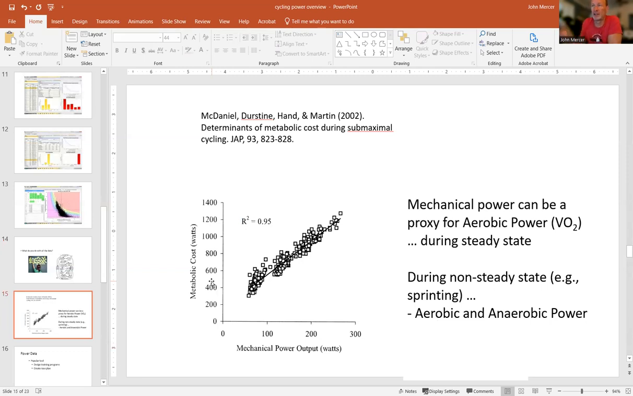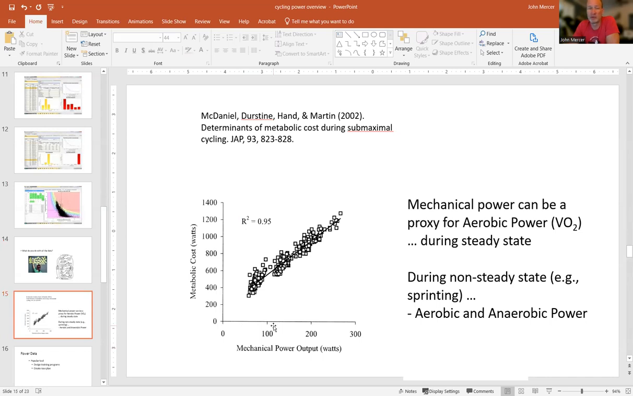So I can carry that $40,000, $50,000 piece of equipment around with me, or I can do something very easy. I can measure mechanical power and use that as a proxy, as a substitute for VO2. And when we have a nice relationship like this, this actually tells us this correlation between mechanical power and metabolic power is really good.